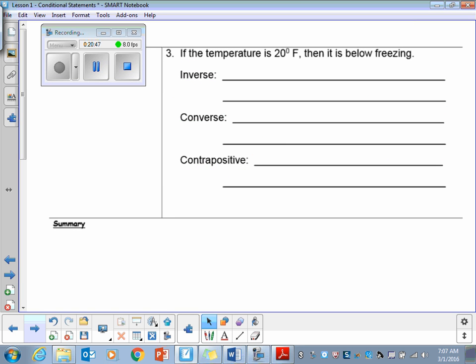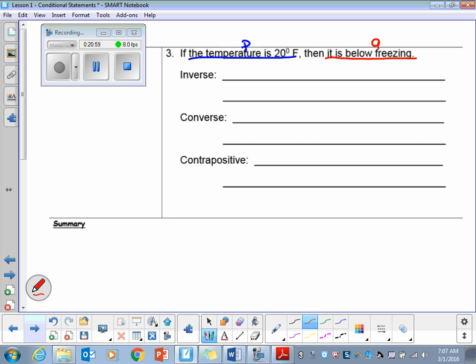Getting close. If the temperature is 20 degrees Fahrenheit, so that is my hypothesis, then it is below freezing. That is my conclusion. Okay, so my inverse, I'm going to negate this, not P, then not Q. So if the temperature is not 20 degrees Fahrenheit, then it is not below freezing.